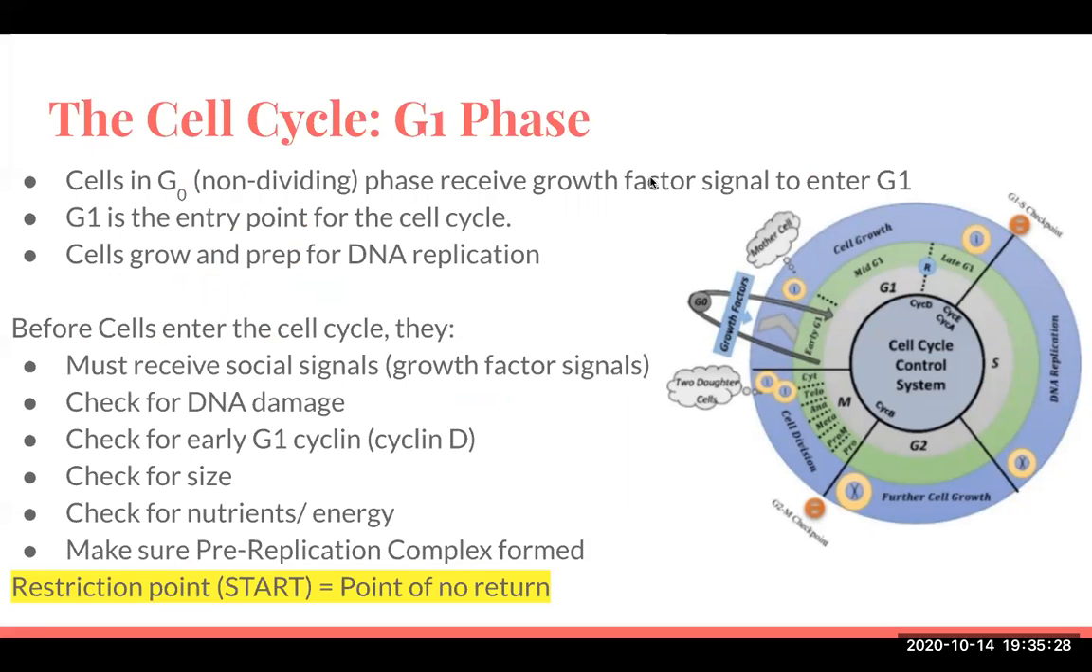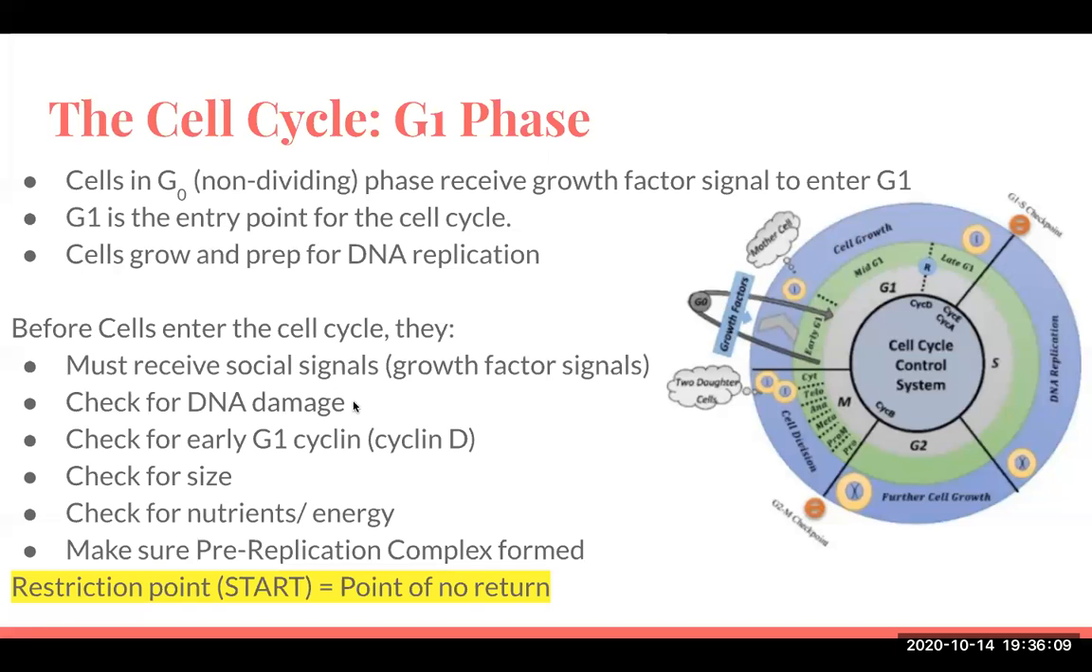Okay, so a little more detail of the G1 phase. Like I said, cells in the G0 phase are in the non-dividing phase, but to get out of the G0 phase, they need to receive a growth factor signal. The growth factor signal is part of the RAS MAPK pathway that we talked about last week or two weeks ago. Once they get that signal, they can enter G1. So G1 is the entry point for the cell cycle, and this is where cells grow and prep for DNA replication. But before they do that, they have to check for certain things. So they must receive the growth factor signal.